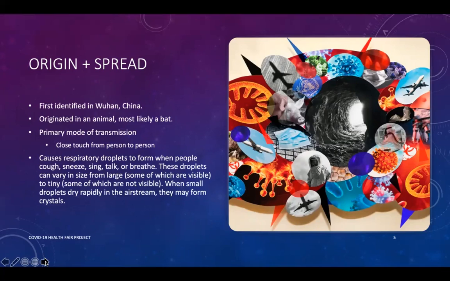The next thing I'm going to touch on is the causes of respiratory droplets to form when people cough, sneeze, sing, talk, or breathe. And this is one of many reasons why we wear a mask. These droplets can vary in size from large, some of which are visible, to tiny, some of which are not visible. When small droplets dry rapidly in the airstream, they may form crystals.